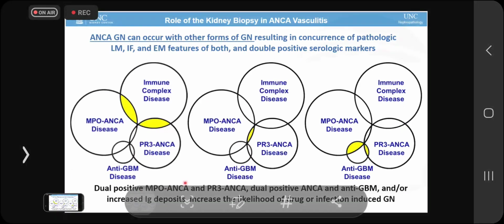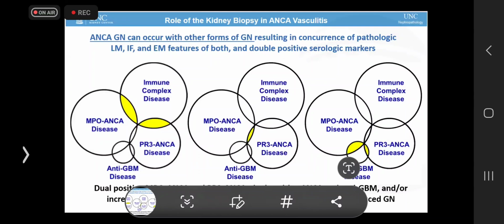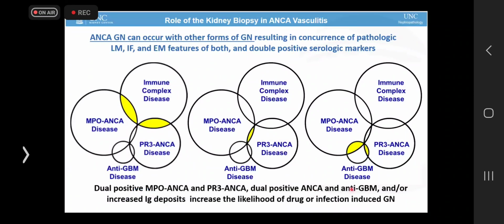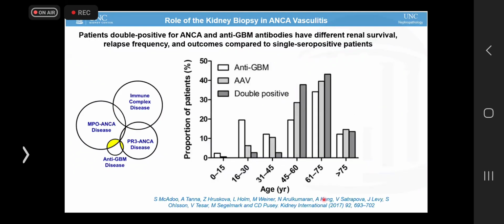Importantly, when you have dual positivity, you may have ANCA and anti-GBM disease, or you can have increased deposition of immune complex type deposits and concurrent autoantibodies with infection-induced disease or drug-induced disease. So here's that study from Charles Busey's group, again, looking at these double positive patients.